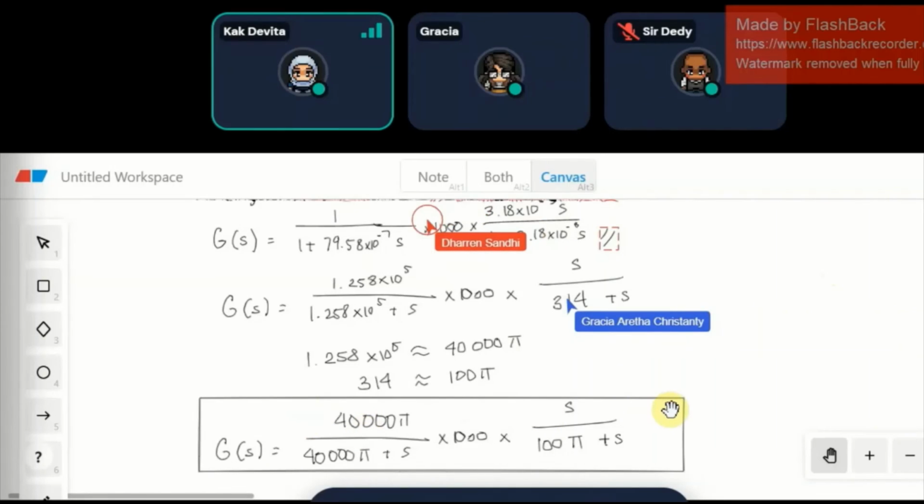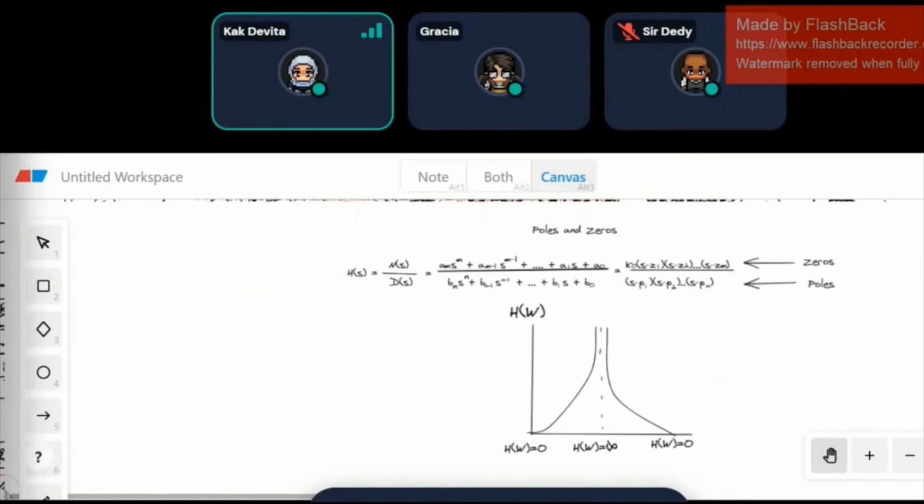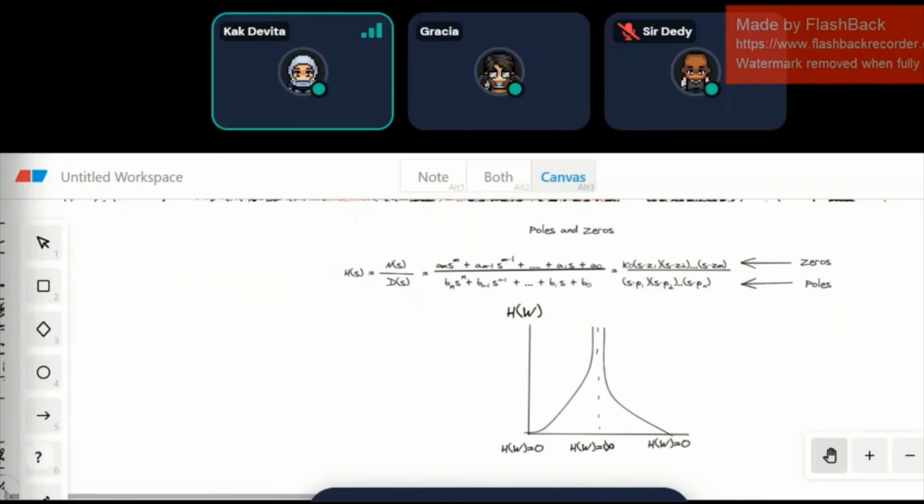From this equation, we can actually determine the poles and zeros. But before we do that, let me explain what poles and zeros are first. Poles and zeros are the frequencies for which the value of the denominator and the numerator of the transfer function become zero respectively. The values of the poles and zeros of a system determine how well the system performs. From the numerator we can determine the zeros, and from the denominator we can determine the poles.